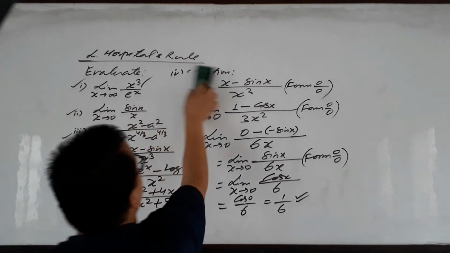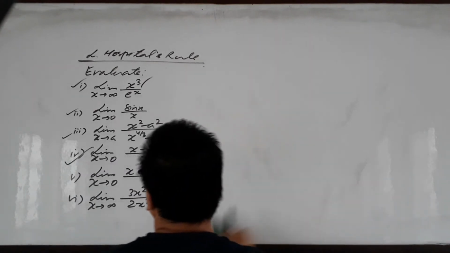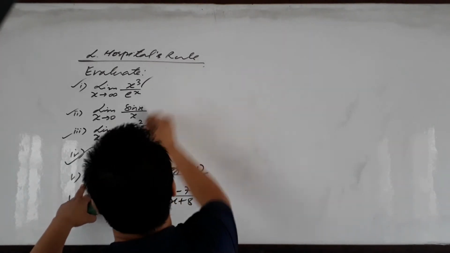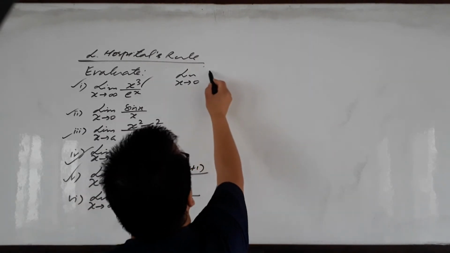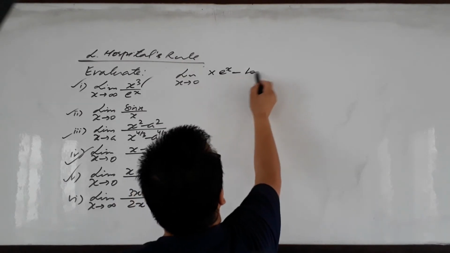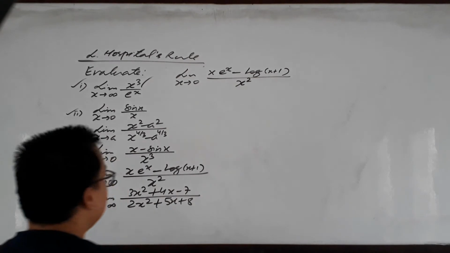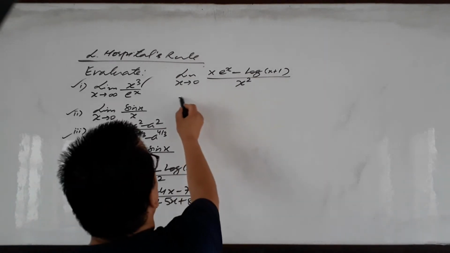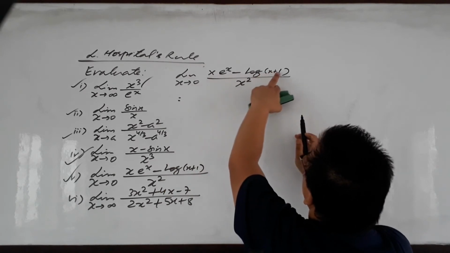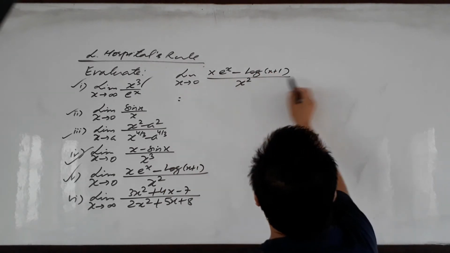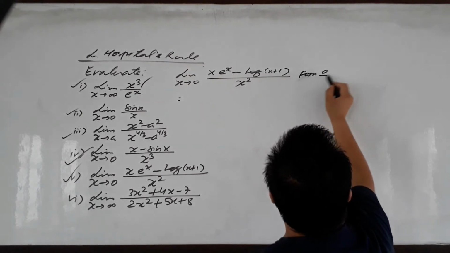So 1 and 2 are alright, so 1 by 6. Now question 5, I'm going to solve it. Limit x tends to 0 of x e^x minus log of (x plus 1) over x square. Substituting, we get 0 times e^0, and log 0 plus 1 is log 1, which is 0. So it becomes 0 upon 0, still the 0 upon 0 form.